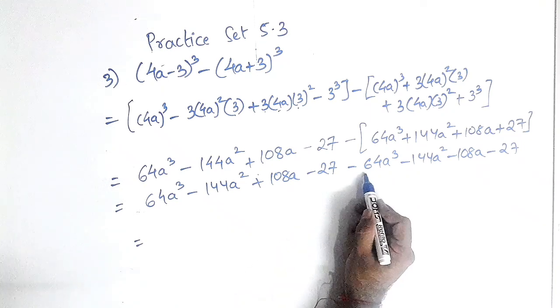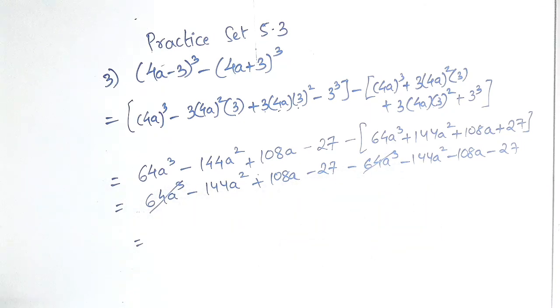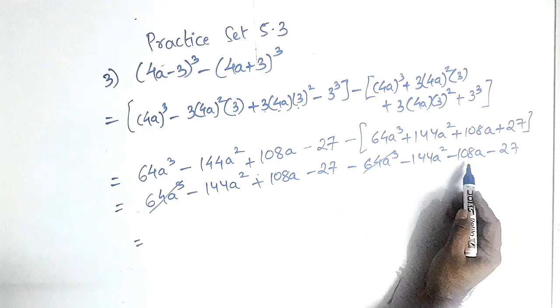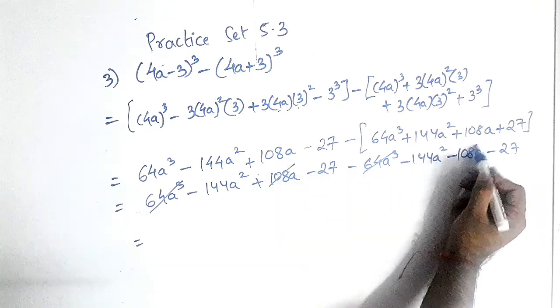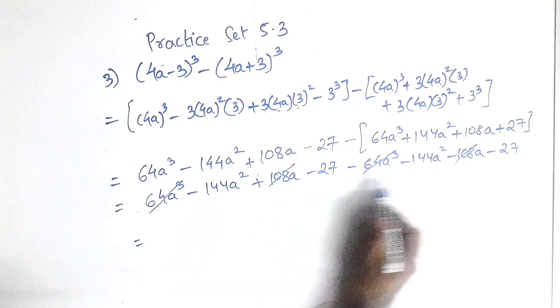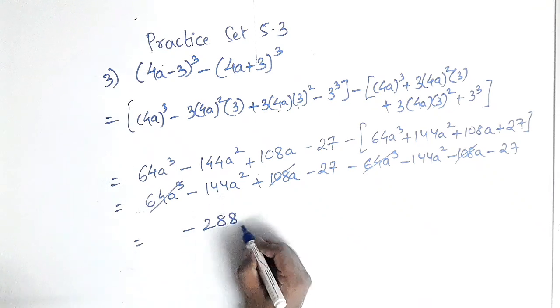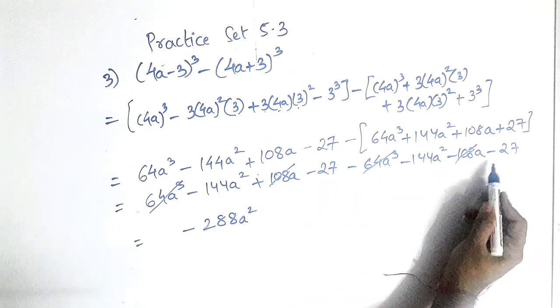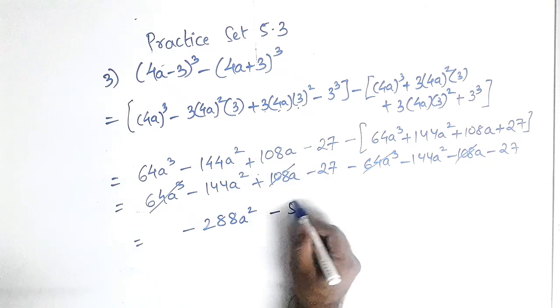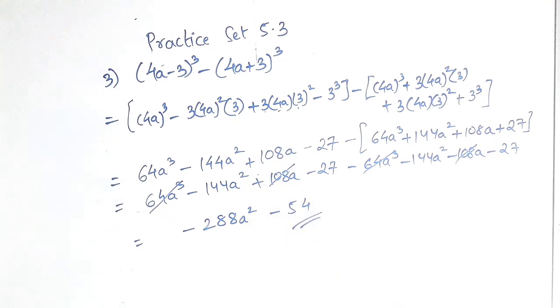Now let us see what can we cancel here. Minus 64 plus 64a cube, minus 144 we cannot cancel, minus 108a plus 108a becomes 0. Okay, so here what remains? Minus 27 minus 27. What remains is minus 144 minus 144, so it will become minus 288. Yes or no? Yes, correct. A square. And minus 27 minus 27 will become minus 54. Okay, so this is how we have done the third one. Let us move on to the last sum, the fourth one.